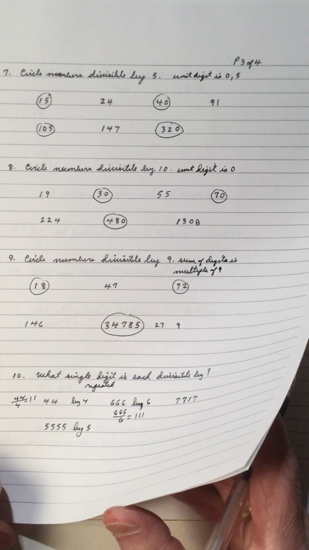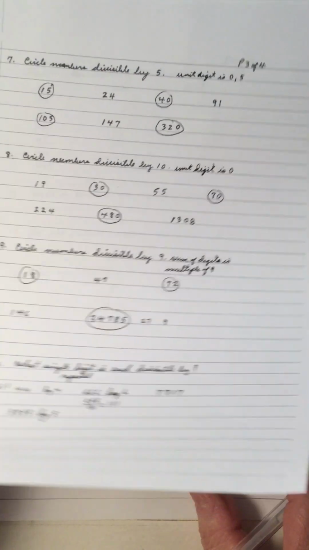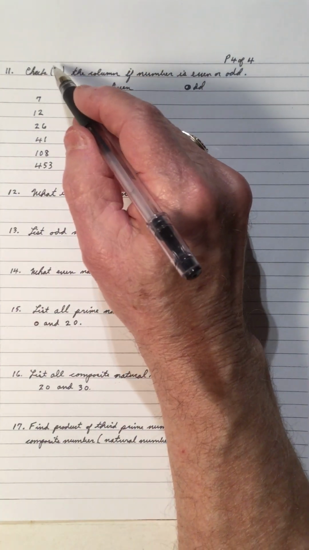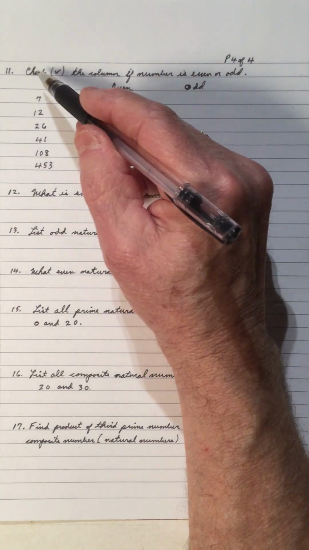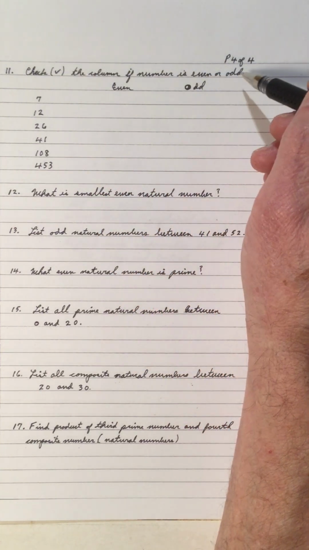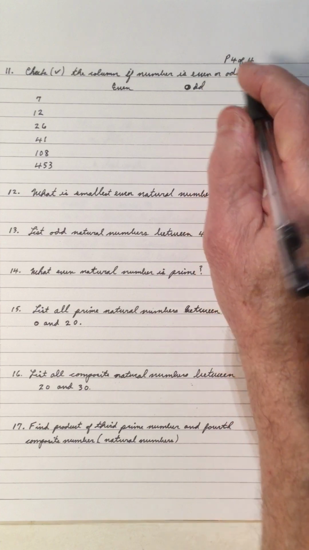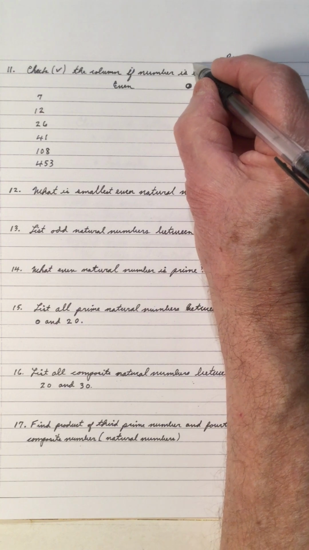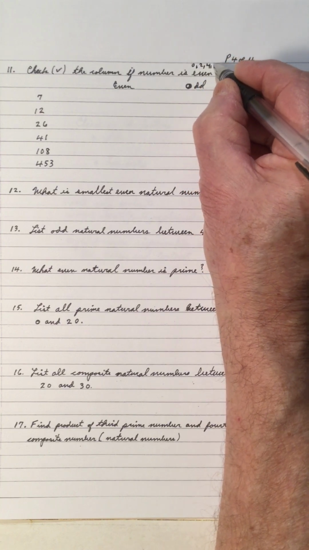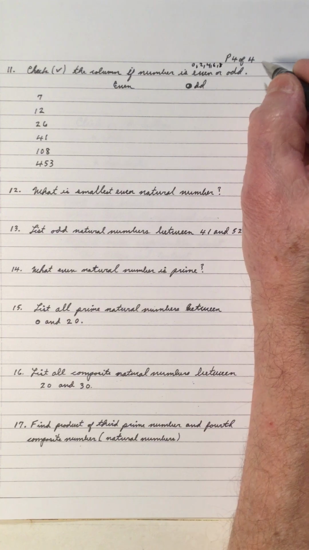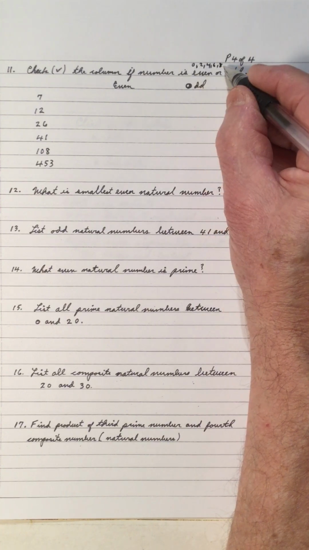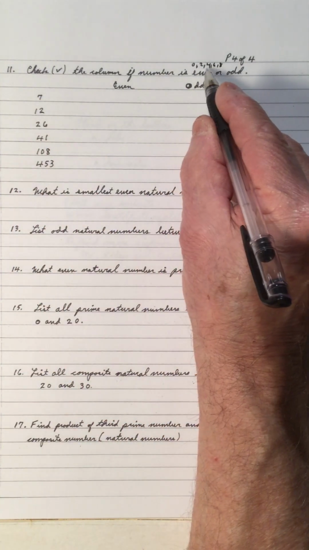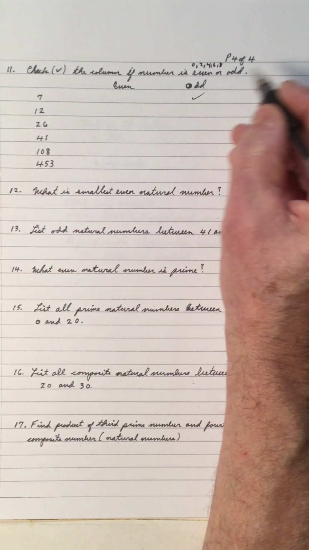Okay, let's continue. If we can turn this over. Tick the column if the number is even or odd. An even number has 0, 2, 4, 6, or 8 in the unit digit. An odd number doesn't have those. So 7 is not 0, 2, 4, 6, or 8, so it's odd.